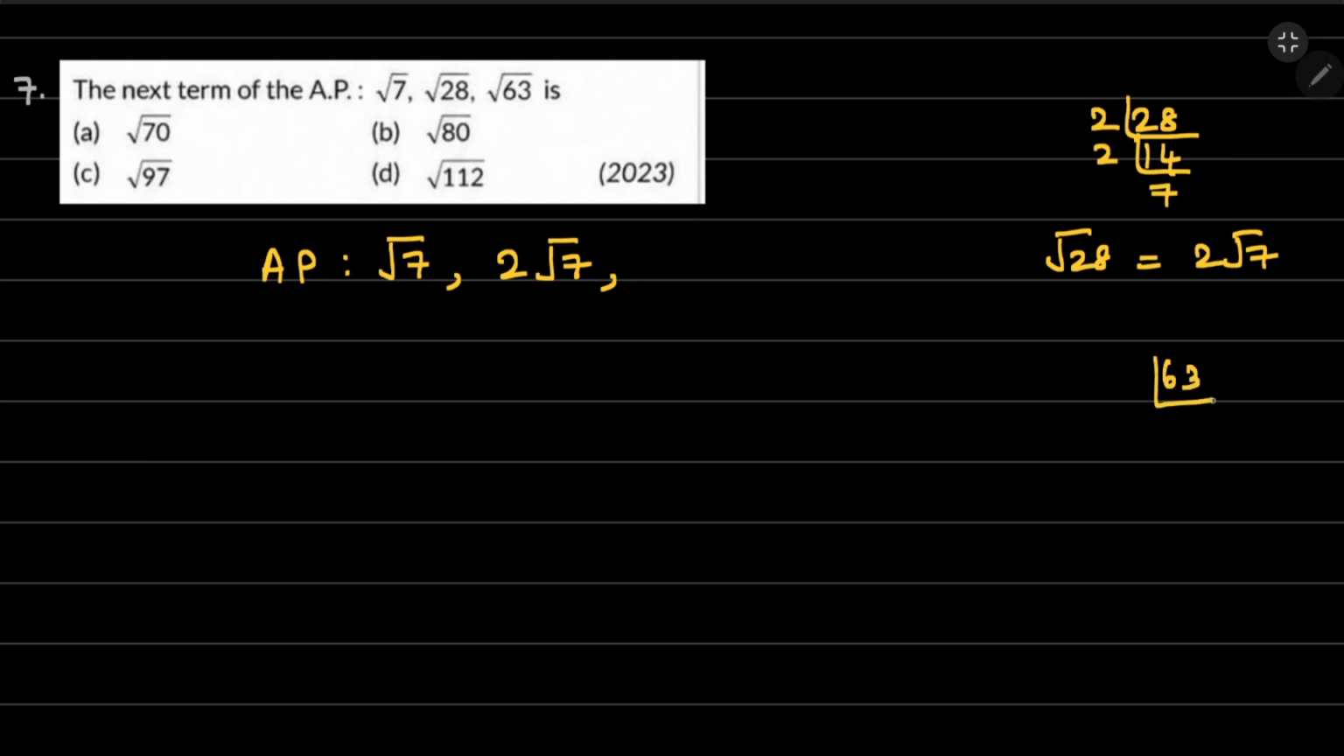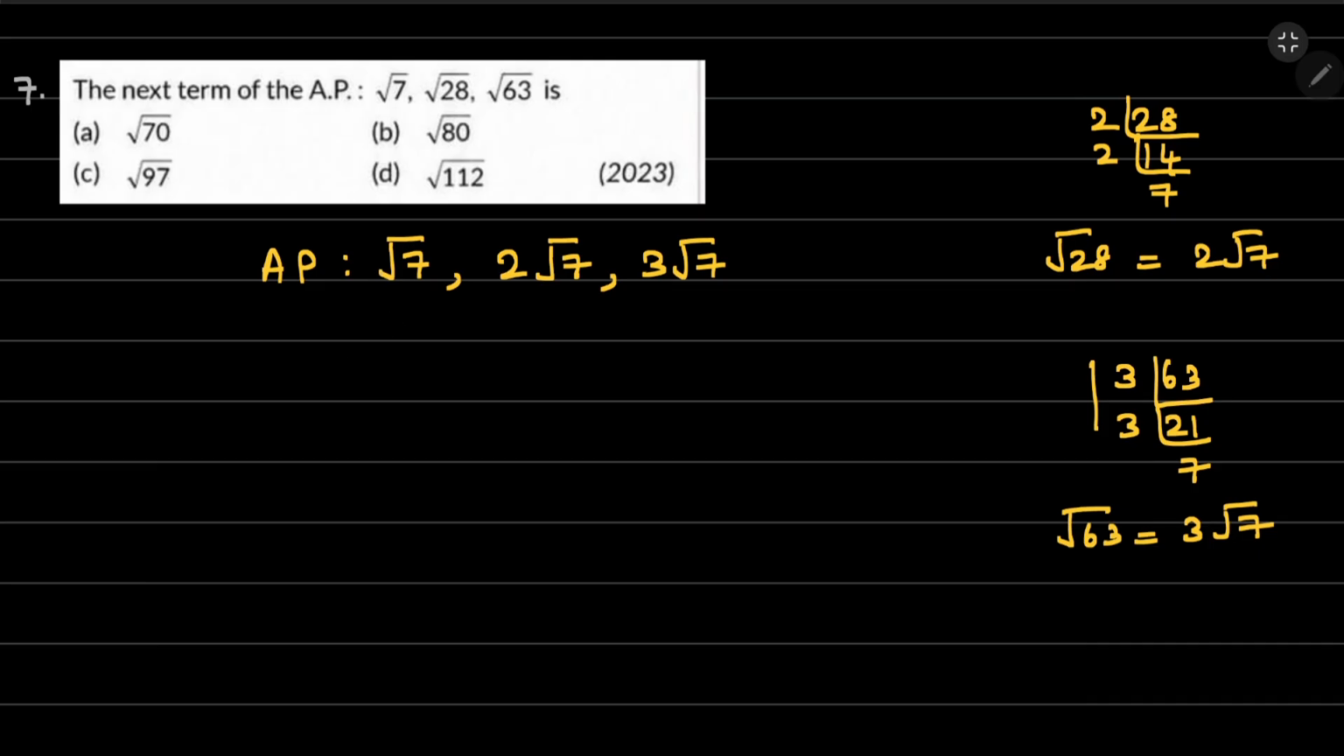Let's factorize 63 as well. 3 twos are 6, 3 ones are 3. Again 3, 3 sevens are 21. So root of 63 is nothing but 3 root 7. Right? 3 root 7. So what would be the next term?